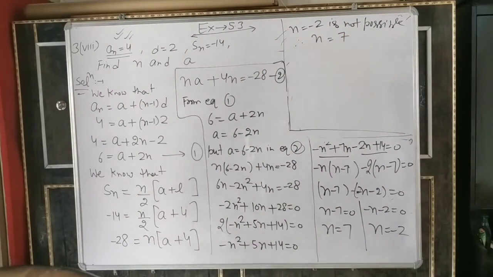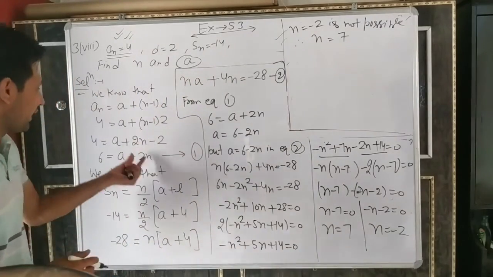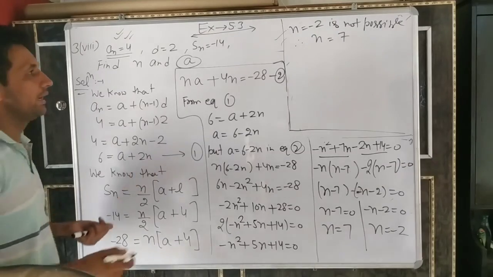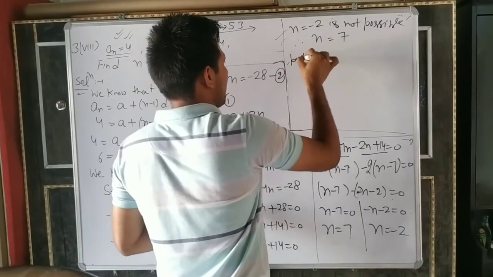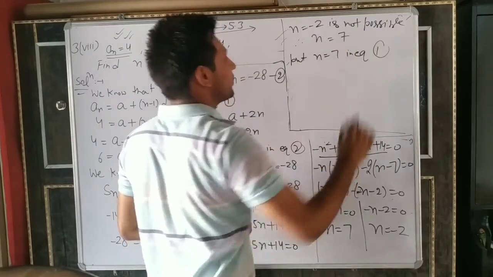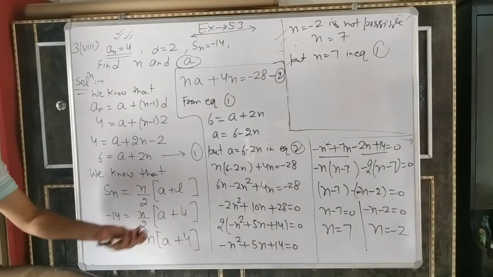Now dear, we want to find A also. So how to find? One variable we already know. What is the value of n? You can find A. So put n equal to 7 in equation 1 or 2, in any equation, and find the value of A dear. Okay. Note down it dear.